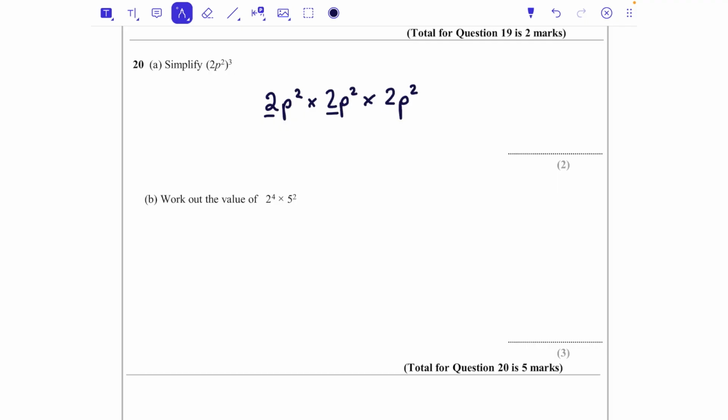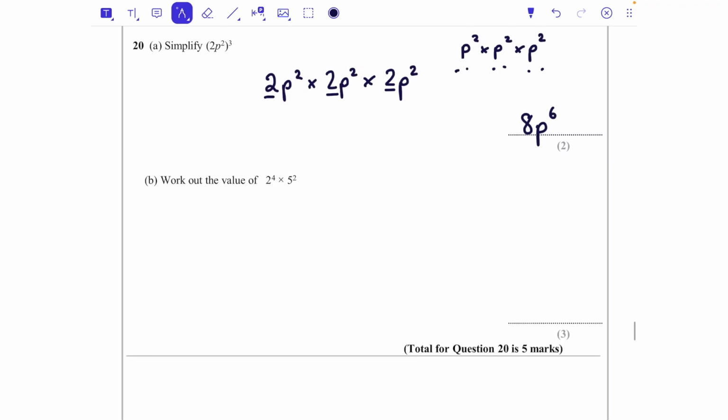Now 2 times 2 times 2. 2 times 2 is 4. Times that by 2 and we get 8. P squared times p squared times p squared. Well, when we times, we add the powers. So p squared times p squared times p squared is p to the power of 6. Great, there we go, that's that answer.